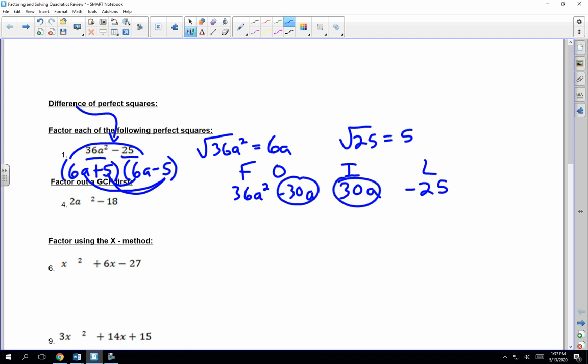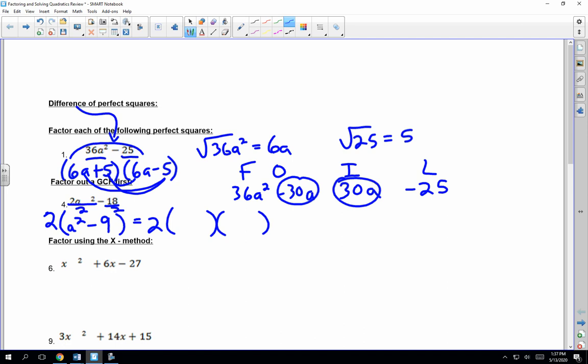But on number 4, I can quickly see that 2 will go into both 2a squared and 18. So if I factor out a 2 and then write what's left over when I divide each term by 2, 2a squared divided by 2 is just a squared, and 18 divided by 2 is negative 9. And now I'm left with a 2 outside, but then I also have a difference of squares left to factor.